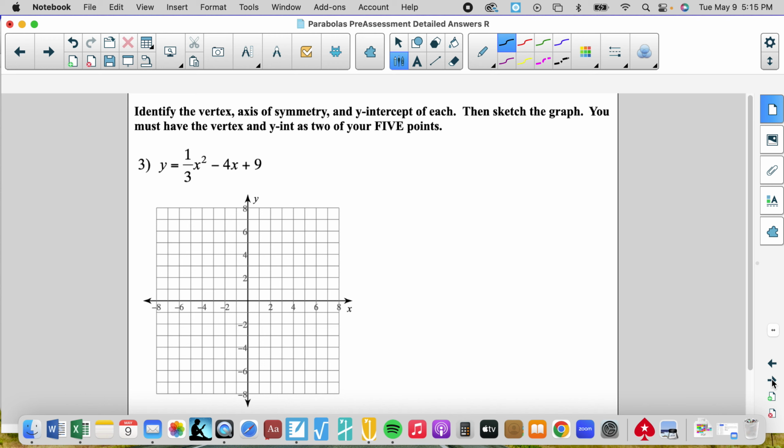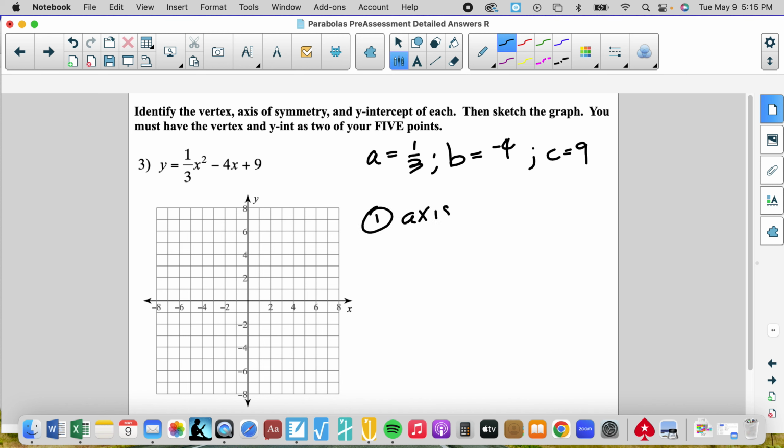Number 3, the difficult part of this is that a is a fraction. So my a value is 1/3. My b value is negative 4. And my c value is 9. Let's find the axis of symmetry.